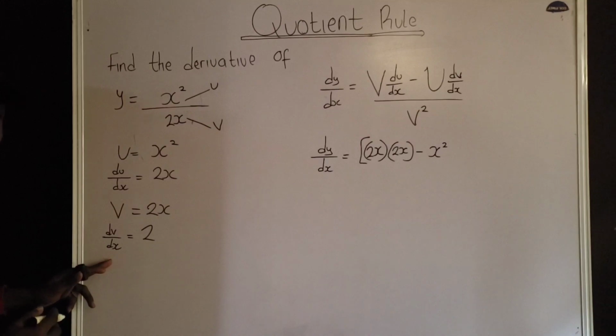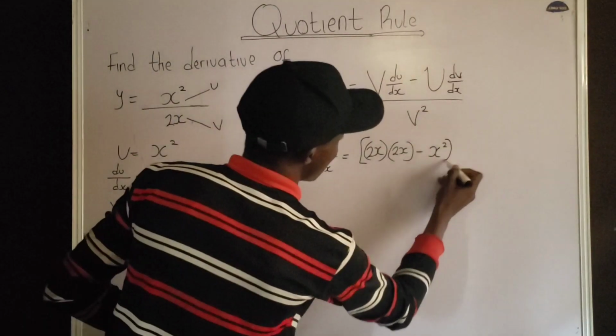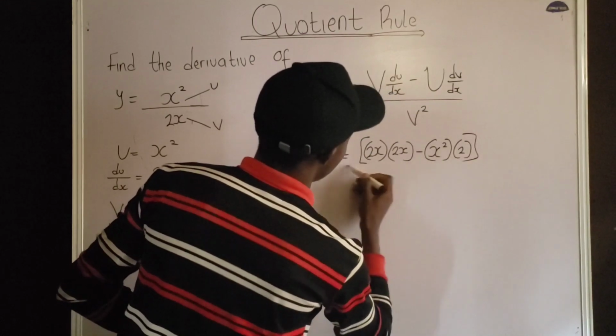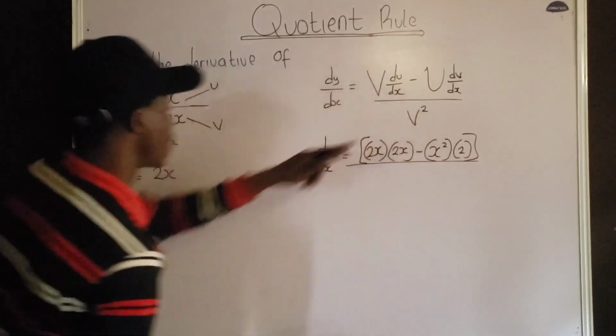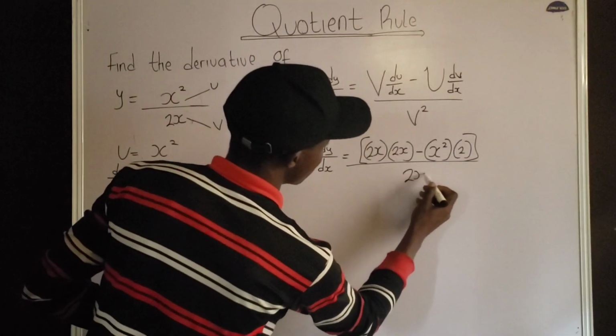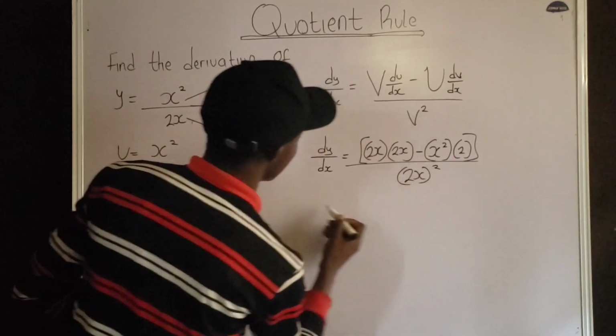dv over dx is 2. So this is x squared multiplied by 2. As you can see like that. So all over v squared. Don't forget that v is 2x. So I'm going to have 2x squared. Okay, let's proceed.